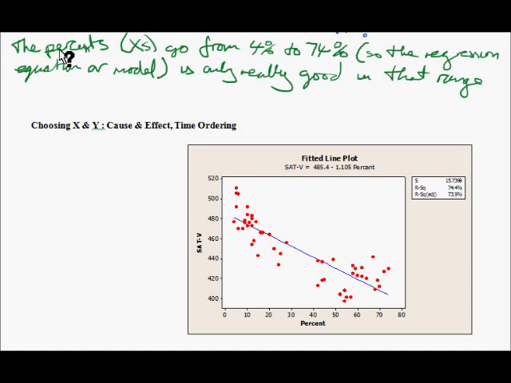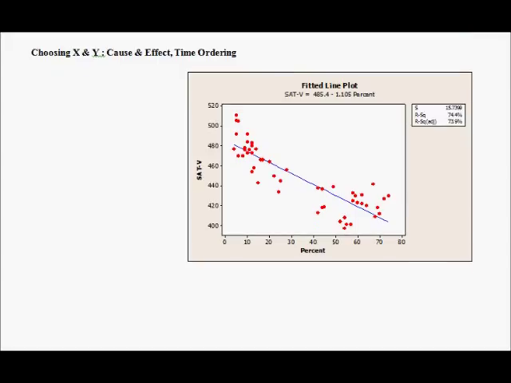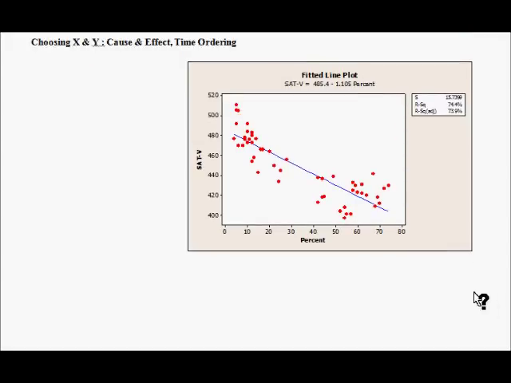So that's what I mean by that. About the percents, the x's go from 4 to 74%. So really the model is only really good in that range. I don't know if it's changing outside that range. Okay, so that's the basic stuff of regression. The last thing we look at in this video is what's your x and what's your y, right? How do you choose the x? How do you choose the y? There's kind of 2 ways you can do that.